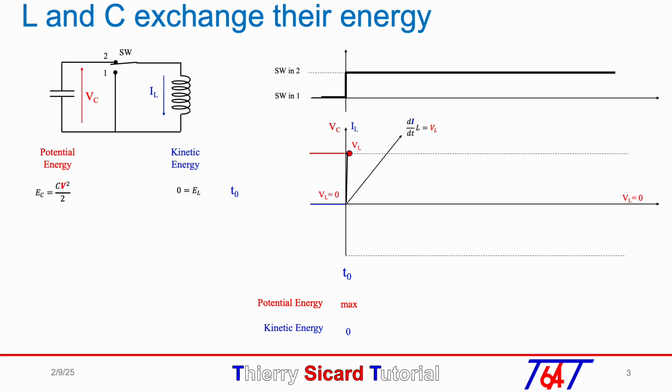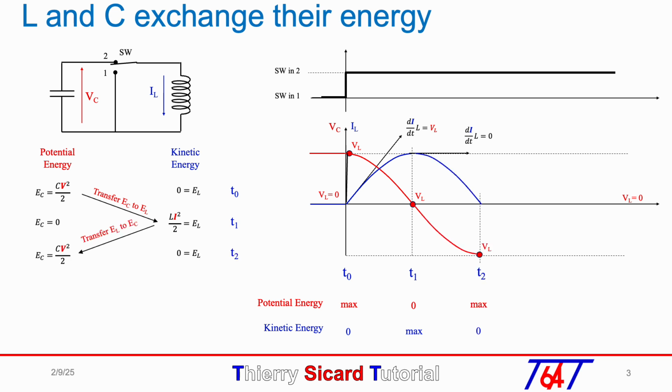During the time C is discharged, to obtain 0 volt, the current of the coil increases to the maximum with a slope of 0 because VL equals 0. But now EC equals 0 and EL is at the maximum. All the potential energy of the capacitor has been transferred into the coil as kinetic energy. As the current in the coil cannot stop, it will continue to discharge the capacitor to obtain a negative voltage to get the same potential energy as the initial one, and so on, until returning to the initial state.